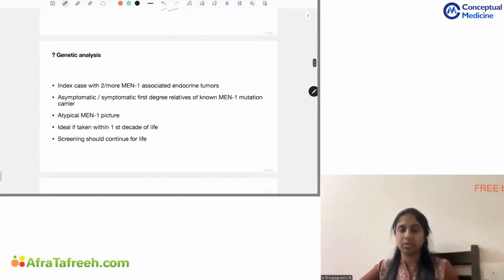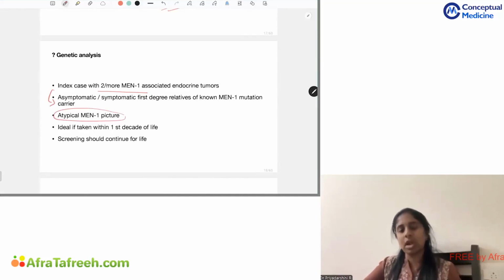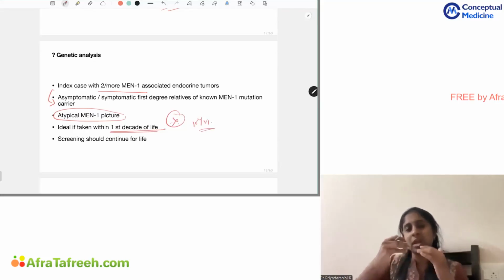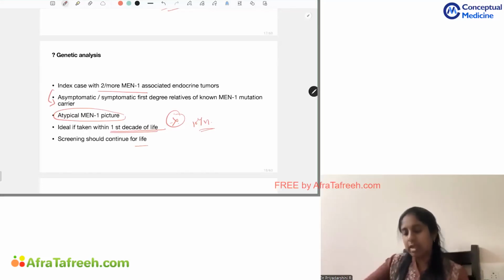So when will you do genetic analysis? If you have an index case with two or more MEN-like features, definitely you will have to do it. And once it is done, any asymptomatic or symptomatic first degree relative has to be tested. Anyone with atypical MEN1 features also has to undergo MEN1 mutation testing. And MEN1 mutation testing is very ideal if you do it within the first 10 years of life. Once the genetic test is positive, you will have to screen for all these manifestations for their lifetime, because until 90 years, all these one by one may still manifest.